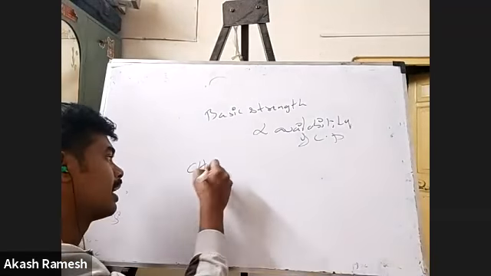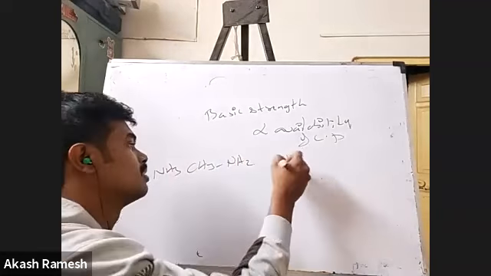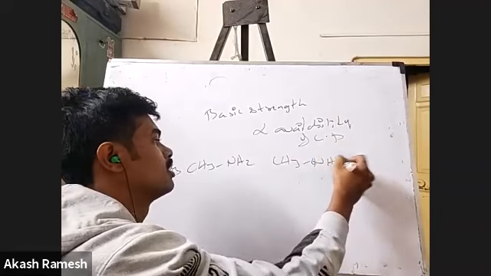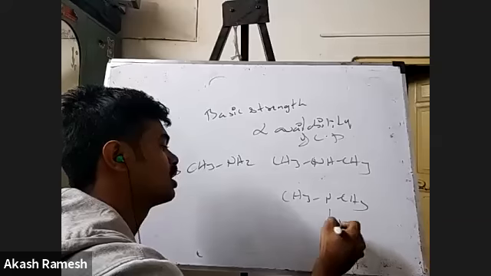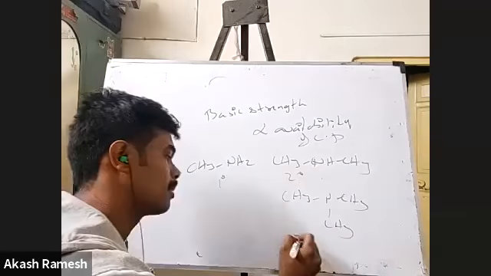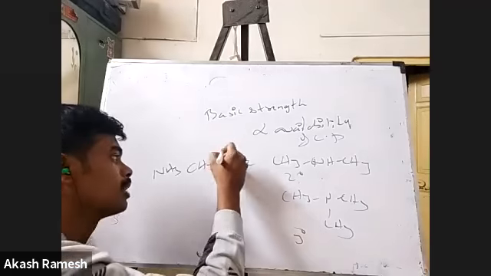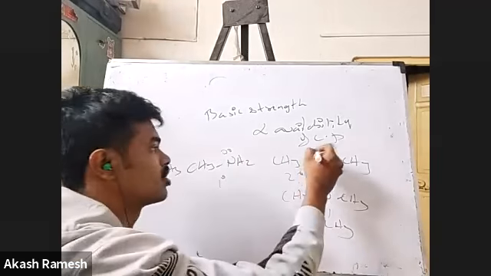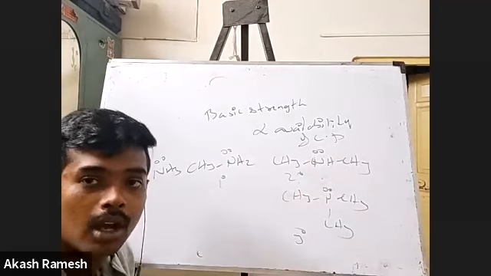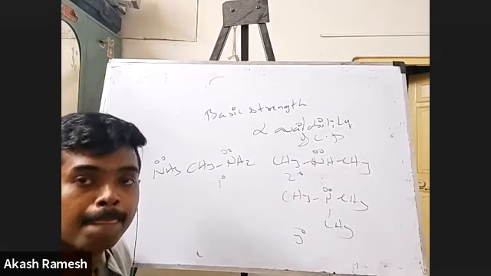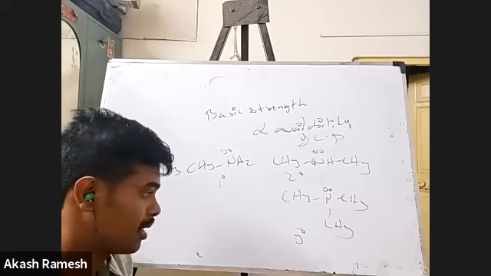I start with ammonia, NH3, then CH3NH2, CH3NHCH3, and CH3N(CH3)CH3. This is my primary amine, secondary amine, and tertiary amine, and this is ammonia. Now it's all about the availability of the lone pair on the nitrogen, on all these nitrogens. Now tell me, which is the strongest base here?